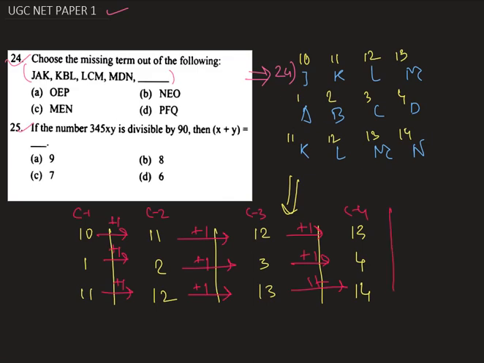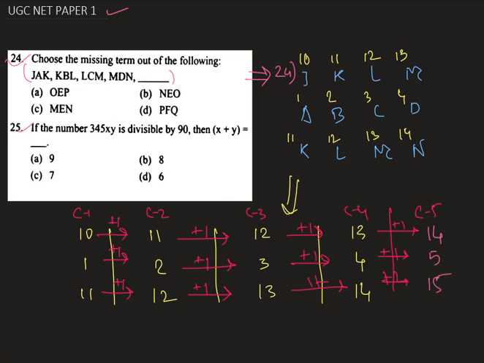Therefore, the last column that we need, this column, will be obtained by adding 1 to each of the numbers in column 4. Therefore, we get first 14, because 13 plus 1 is 14, then we get 4 plus 1, 5, and then 14 plus 1, that is 15.